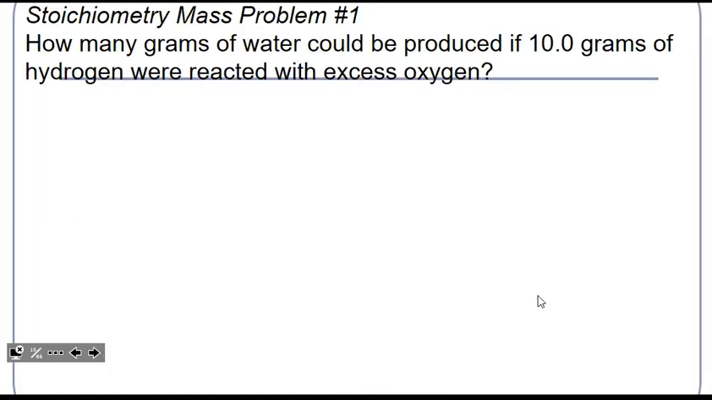How many grams of water could be produced if 10.0 grams of hydrogen were reacted with excess oxygen? All right, the first thing is that it says excess oxygen. And excess oxygen means that it has extra of it, and we don't care that it's going to limit our reaction, and that's what we're going to learn later in this chapter.